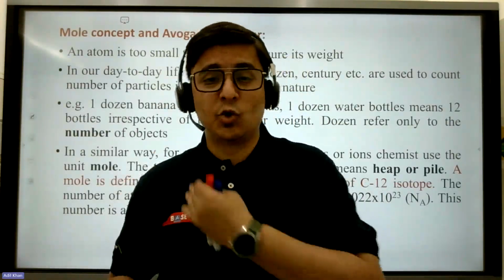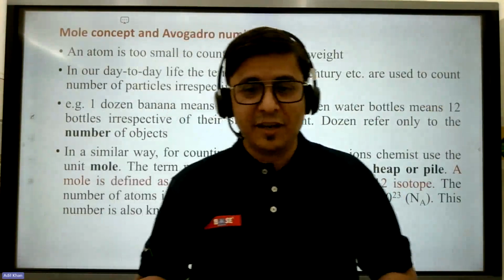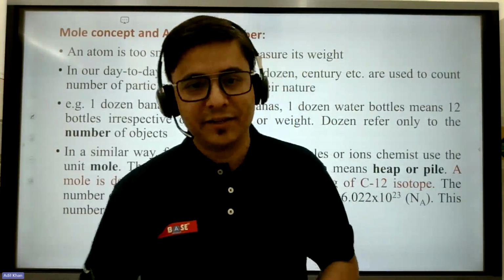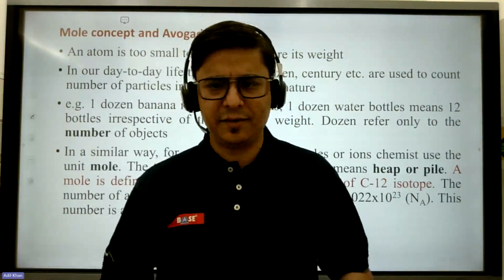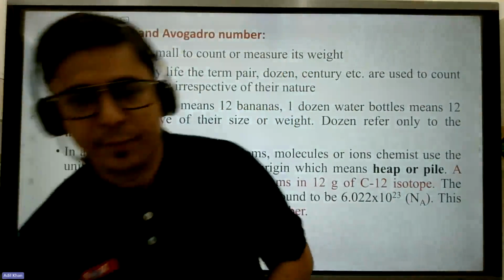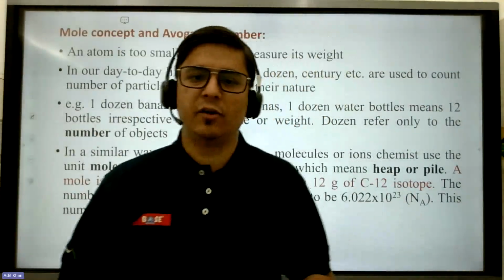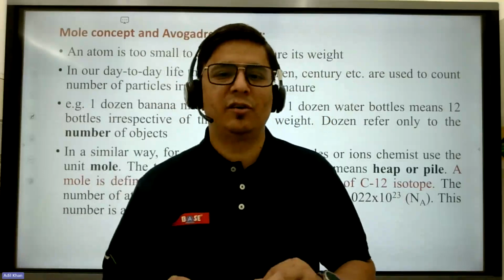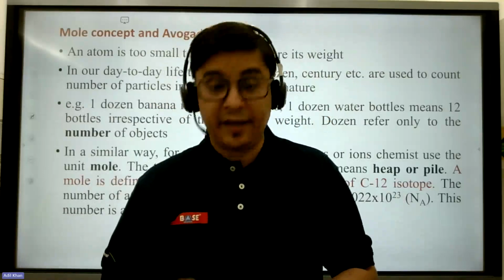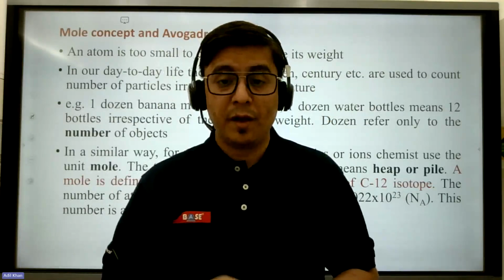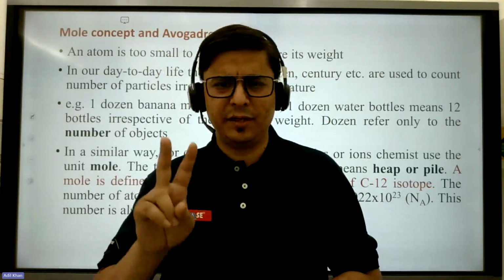If I tell you Virat scored a century in the last match for RCB, century means how much? 100, right? So these numbers are very specific, whether Virat scored the century, or Rohit Sharma scored the century, or our KL Rahul scores the century. Century means 100. Similarly, dozen means 12.